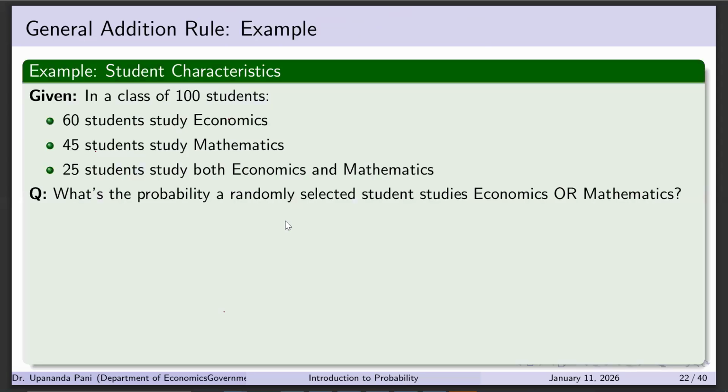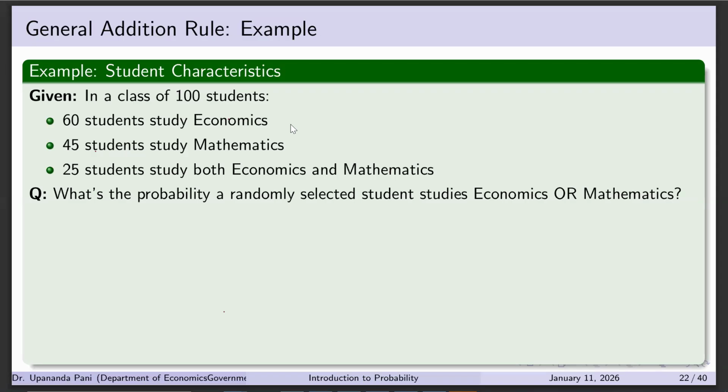Now let's try to understand. In a class of 100 students, 60 students study economics, 45 study mathematics, and 25 study both economics and mathematics. What is the probability that a randomly selected student studies economics or mathematics? Madhusmita, I am giving you 2 minutes to answer this.